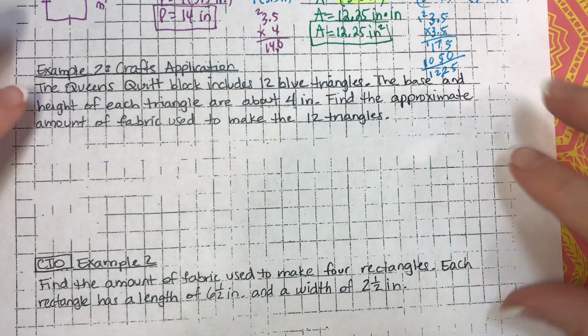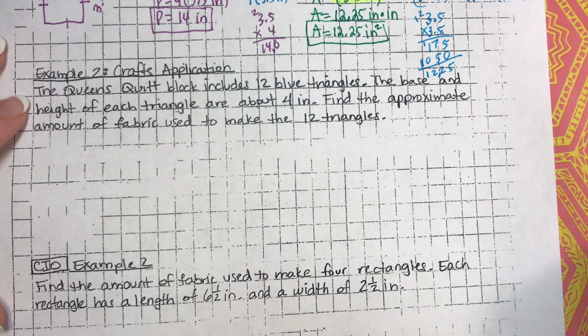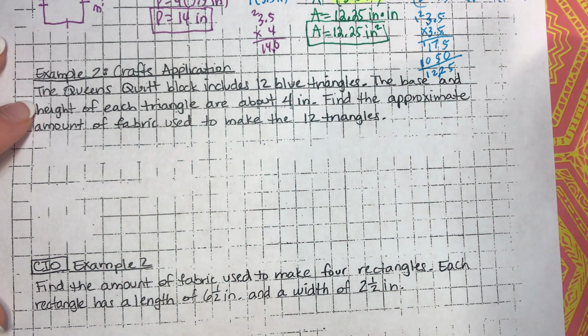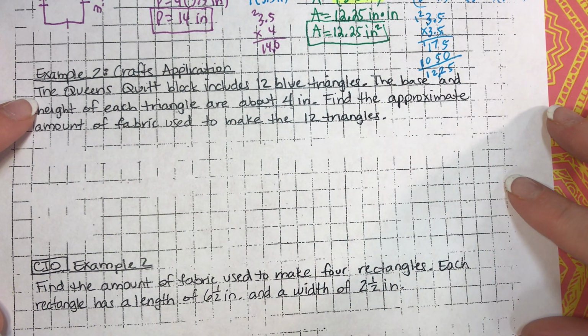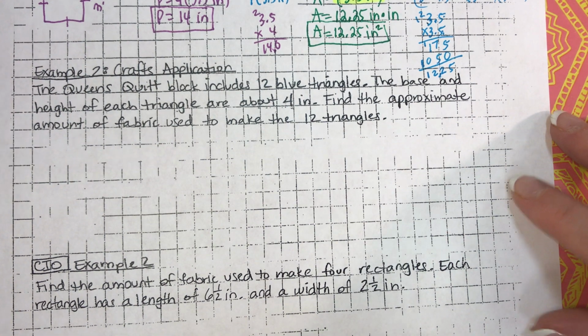All right, we're back with example 2. Now this is a craft application. So this states the queen's quilt block includes 12 blue triangles. The base and the height of each triangle are about 4 inches. Find the approximate amount of fabric used to make the 12 triangles.